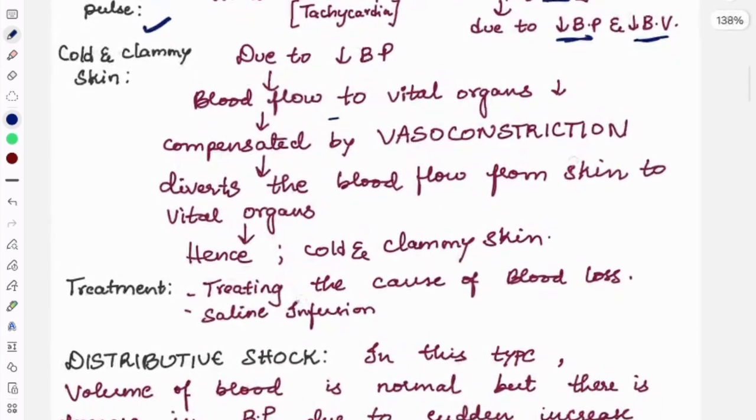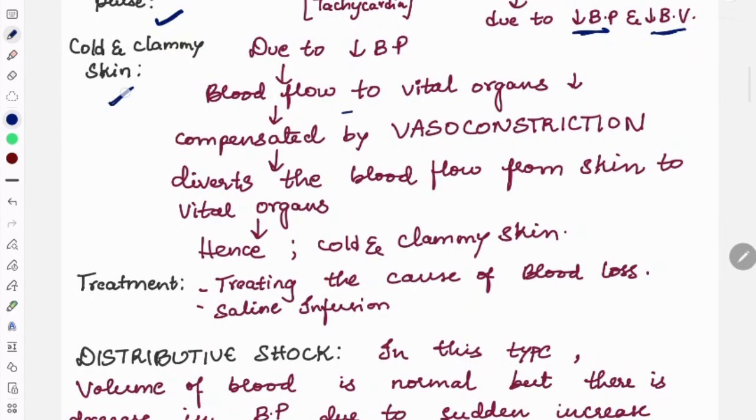Now, another most important clinical feature is cold and clammy skin. What is the reason behind cold and clammy skin in hypovolemic shock? In hypovolemic shock, as I've already said, there is low blood pressure that will lead to decreased blood flow to the vital organs. Now, what will happen if the blood flow to the vital organs decreases? This is very dangerous. Vital organs should always be perfused properly, with adequate blood.